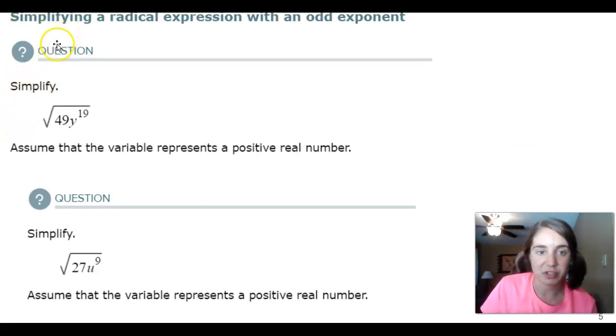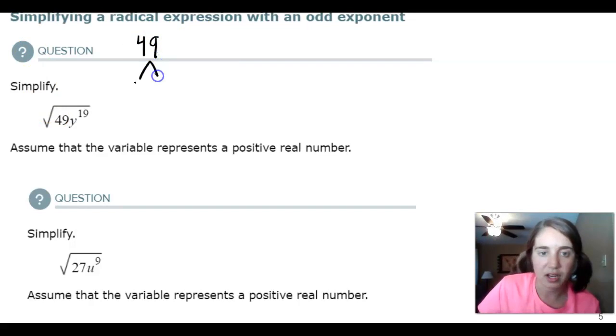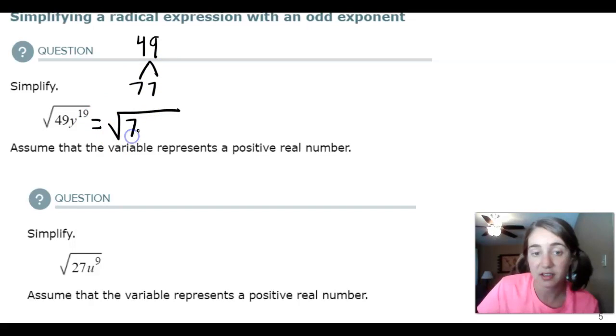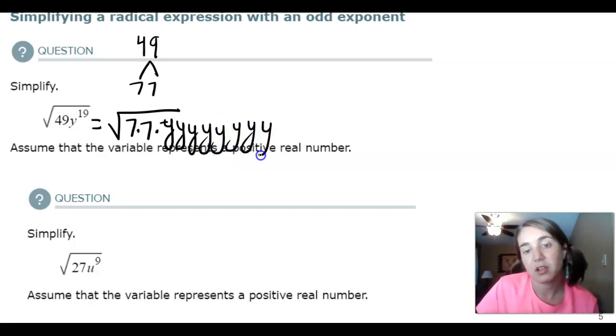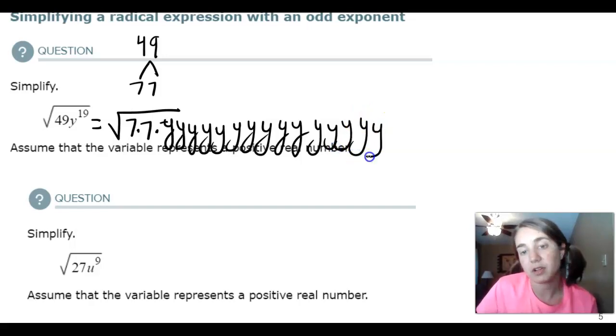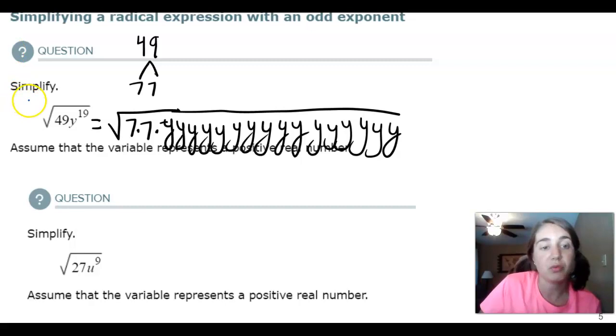So, simplify the radical expression: the square root of 49y to the 19th. 49, I know that's 7 times 7. If you can do this more in your head, that's fine. 7 times 7, and I'm going to write out 19 y's. Because it's asking for the square root, it wants things grouped by 2. So I'm seeing how many groups of 2 of the same thing I can get.